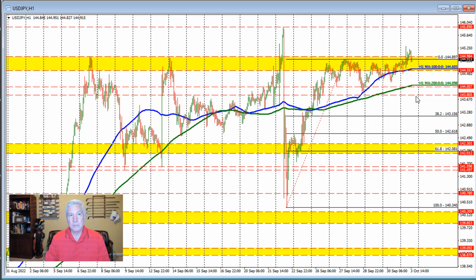So getting below the 200-hour moving average would tilt the bias more to the downside here for the dollar versus yen. Overall, we are seeing a little bit of a weaker dollar in trading today, at least against some of the currencies. Well, the dollar yen is still higher on the day, but we'll see if that trend continues here in the early U.S. trading for this currency pair.